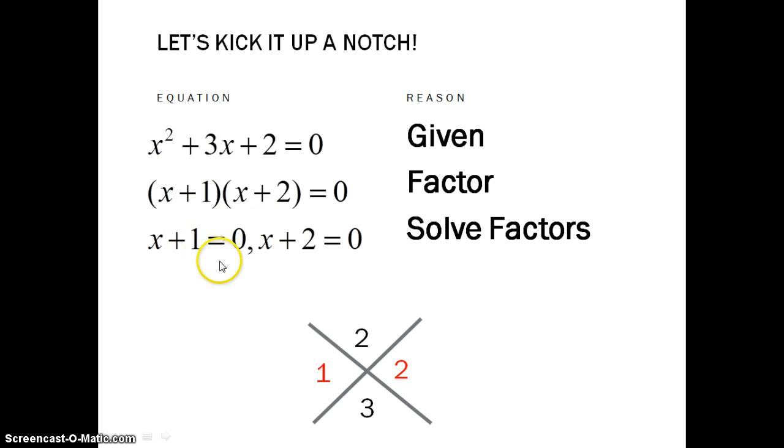So I'm going to subtract 1 from both sides on this equation and subtract 2 from both sides on this equation. So that's going to give me x is equal to -1 and x is equal to -2. So I use subtraction to get to that step.